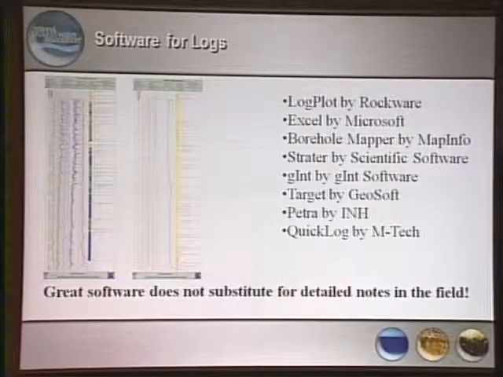So, some of the software you can use for generating logs. Well, remember, there's all kinds of software out there, and there's software coming along all the time. The software we use at Cal State Fullerton is LogPlot by Rockworks, but you can use Excel. You can use Borehole Mapper or Strater here, or Petra. Petra is the $250,000 well logging generation software for the oil industry. But who's going to spend $250,000 to make a boring log?